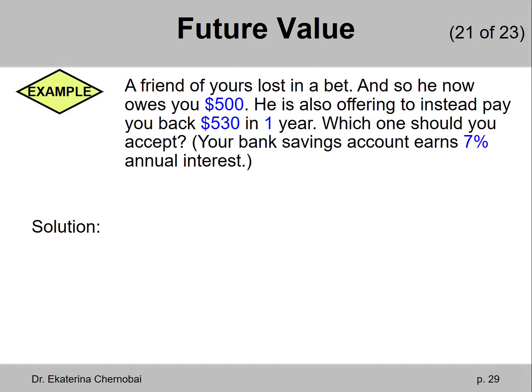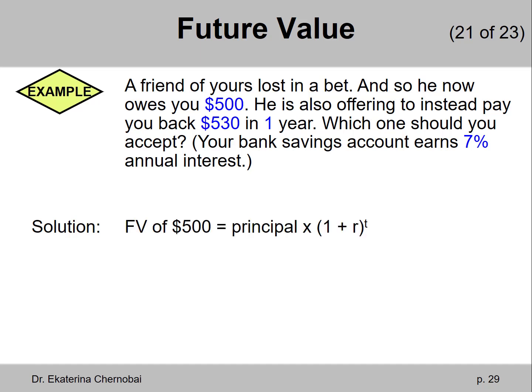Next question. A friend of yours lost in a bet, and so he now owes you $500. He is also offering to instead pay you back $530 in 1 year. Which one should you accept? You also know that the money that you have stays in your savings account and earns a 7% annual interest per year, in case this information matters. And it does. So how would we solve something like this?